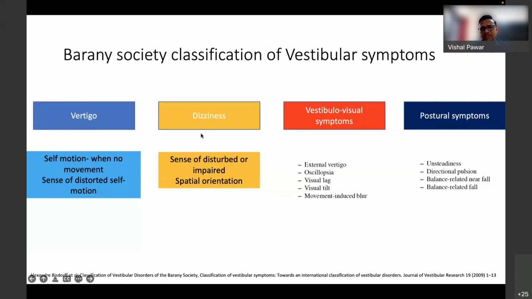One more thing I would just like to highlight. I just told you about vestibular neuritis, next patient, just check. In the initial days they will have severe vertigo.